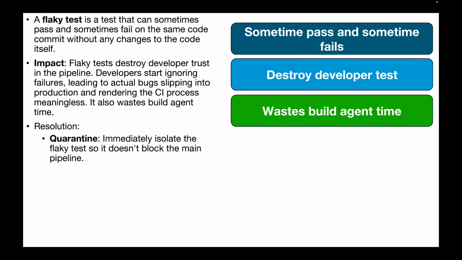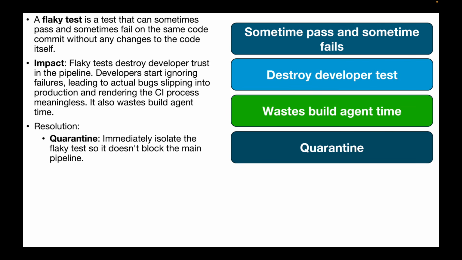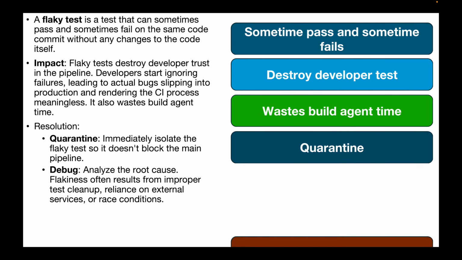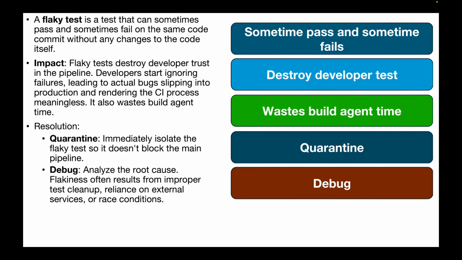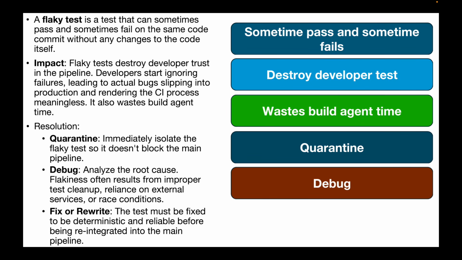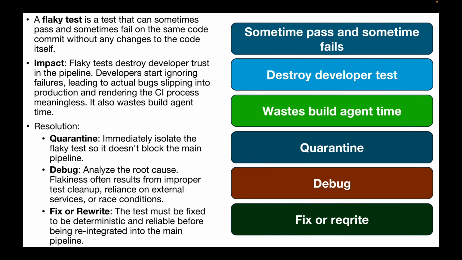The resolution for this is to quarantine: immediately isolate the flaky test so it does not block the main pipeline. Then debug. So analyze the root cause. Flakiness often results from improper test cleanup or reliance on external services or race conditions. And then finally, fix or rewrite. So the test must be fixed to be deterministic and reliable before being reintegrated in the main pipeline.